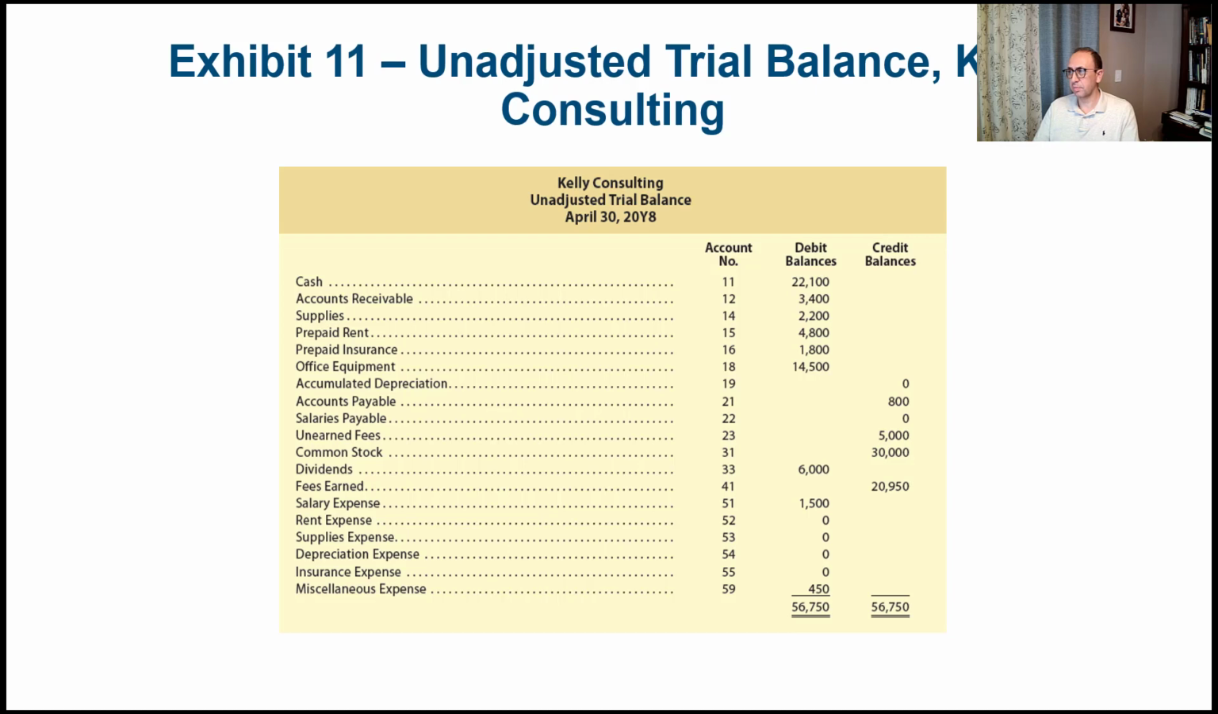And here we have an example of the unadjusted trial balance for Kelly, and you see here the list of accounts, starting with cash, all the way to miscellaneous expense. So we have the assets, liabilities, equity, revenues, and expenses. And you can see here the debit column and the credit column, and their totals are matching.